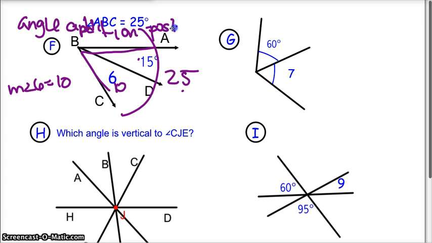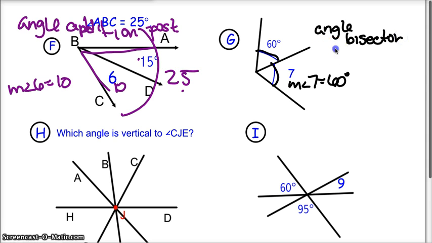Letter G. You notice we have these curves, so that means that the measure of angle 7 has to be 60. And when I ask students why, they say, well, because the curves are there. Well, why are the curves there? Because those two angles are congruent. But what I'm asking is what concept is at play here, allowing those two angles to be congruent? And the answer would be that there's an angle bisector. Those two angles are congruent because this must be cutting the entire angle in half.